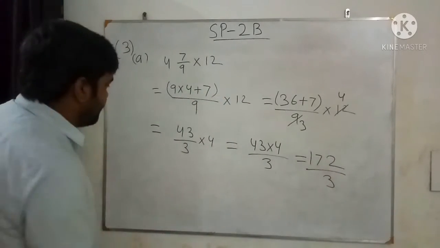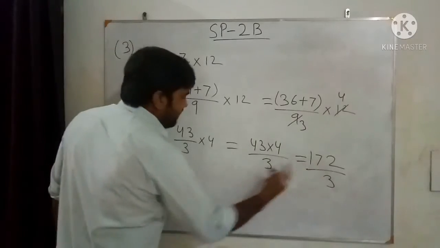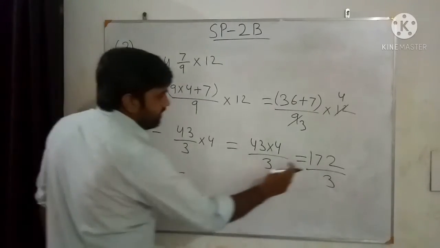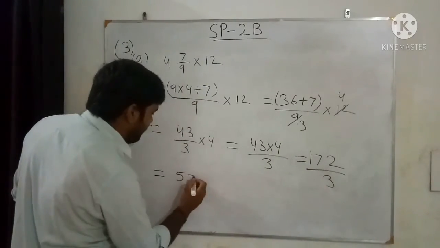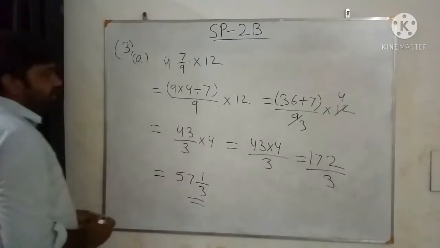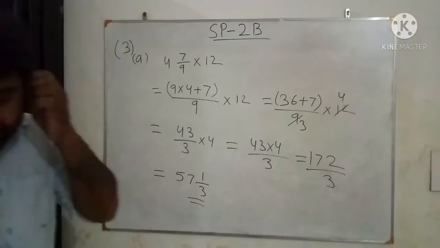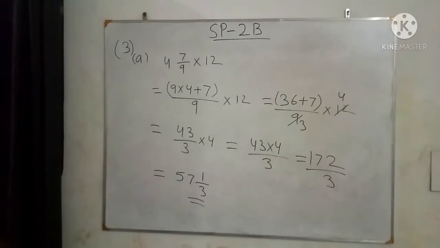Now this is an improper fraction. We divide it and convert it into a mixed fraction. So 3 5s are 15. Quotient is 5. 3 5s are 15, remainder 2, bring down 2, 22. 3 7s are 21. Remainder will be 1. So 57 1 by 3 is the answer of third A. Okay, now we move to the next question.